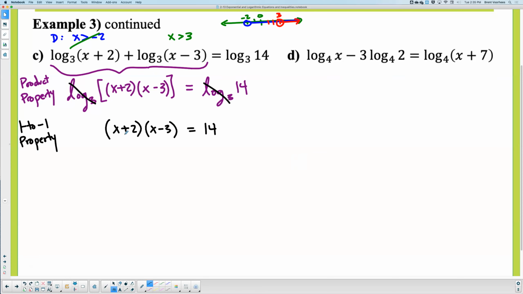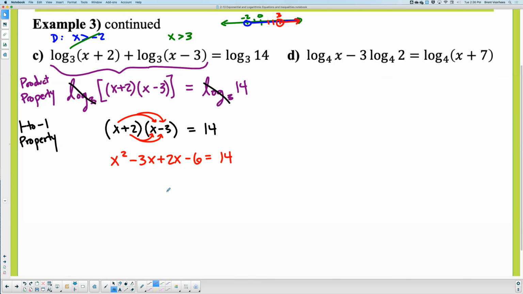I'm going to distribute this. A lot of students or a lot of people call this foiling. When you multiply, you need to super distribute. Everything gets multiplied by everything else. What's x times x? x squared. The x also needs to multiply times -3, which is -3x. 2 will multiply times x. And 2 will also multiply times -3, which is -6. And that will equal 14.